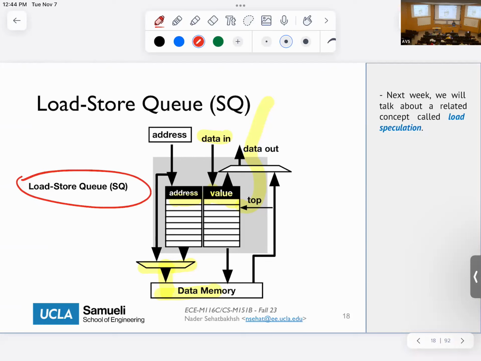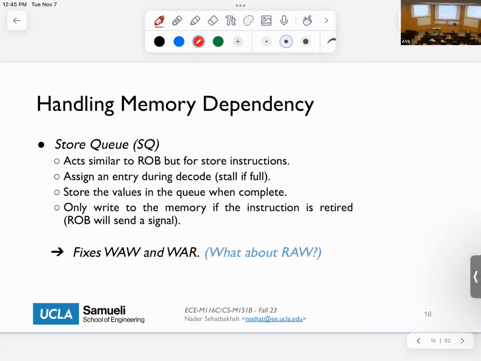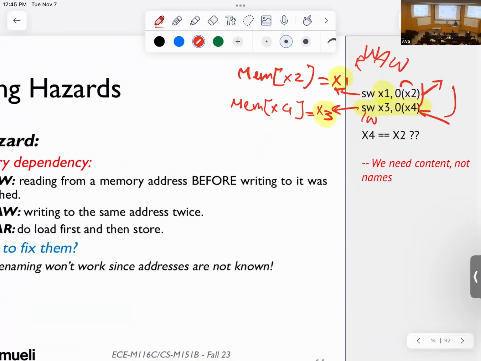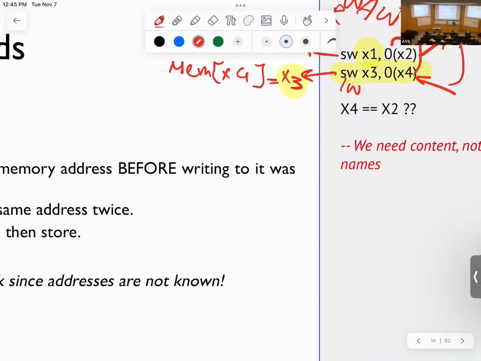If instructions are retired in order, right, then why do we still need them? So the question is, if the instructions retire in order, why do we still need this? Because of a scenario like this, right? So if I have something like this, think about that. What happens in your reservation stations? I might actually issue the second store first, and then this store, right?